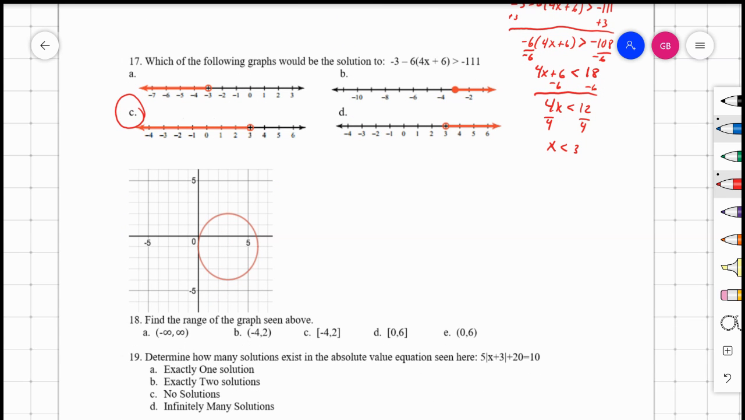Find the range of the graph above. So range are all the possible y values, the lowest to highest. So this is the lowest y value. This is the highest y value. So it's from -4, it's closed, to 2, also closed. So that's option C.